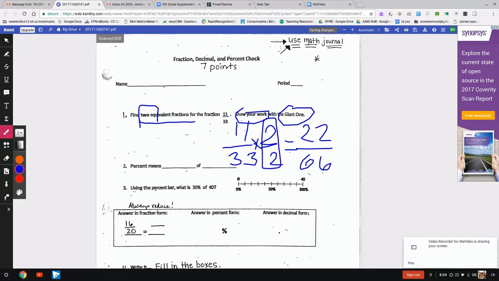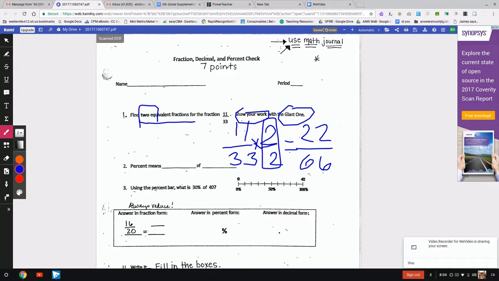Number 2, you could probably find in your notes, percent means blank over blank. I'd probably want to look through your notes for the answer there.